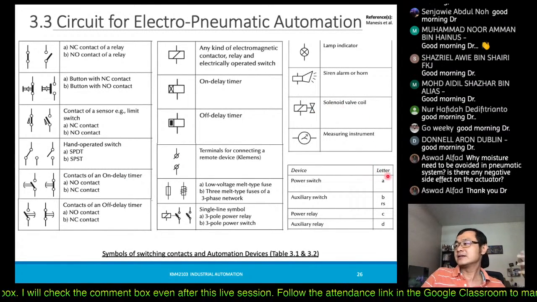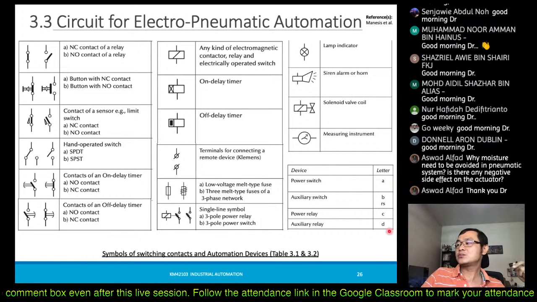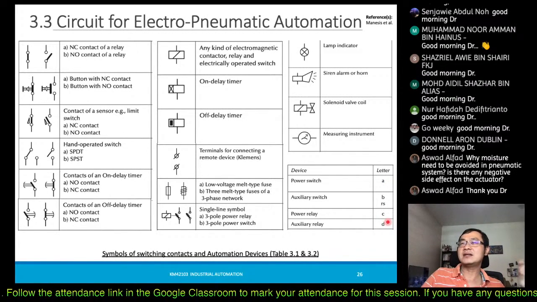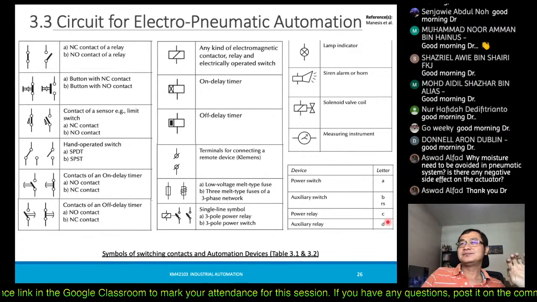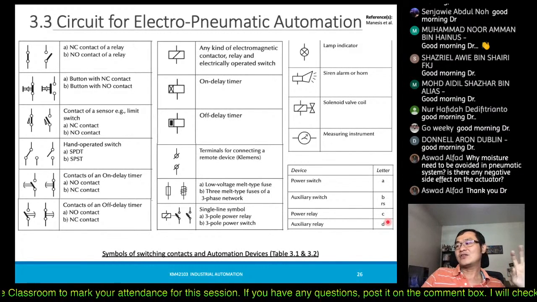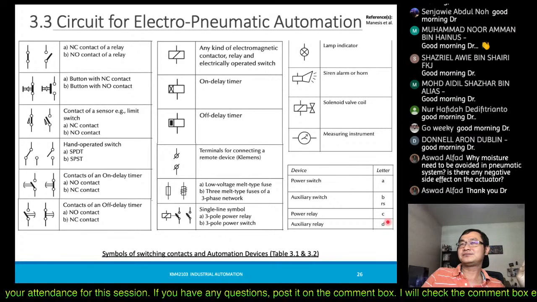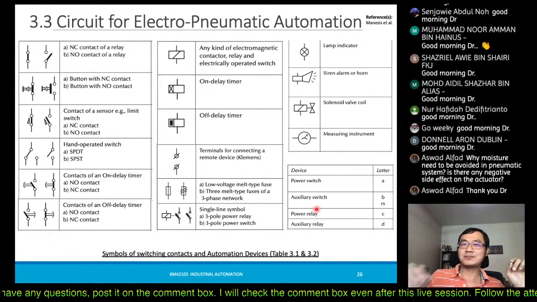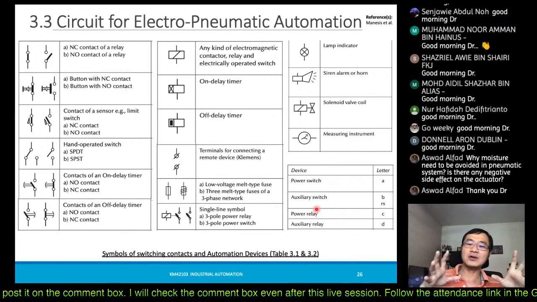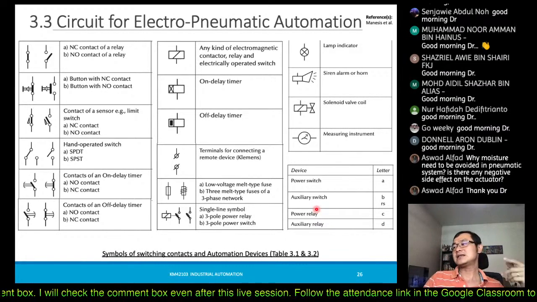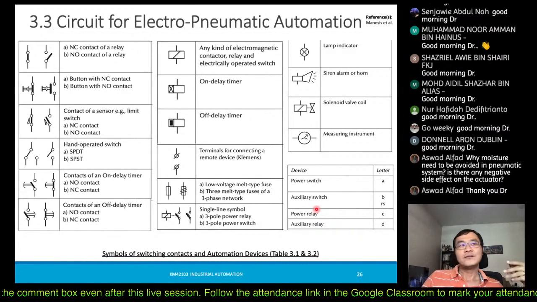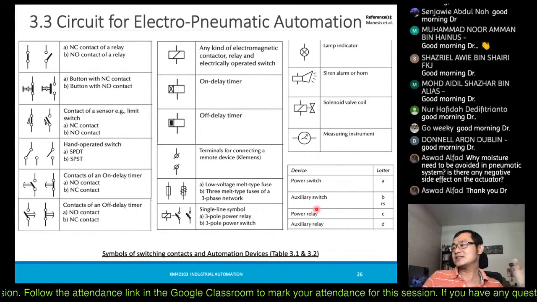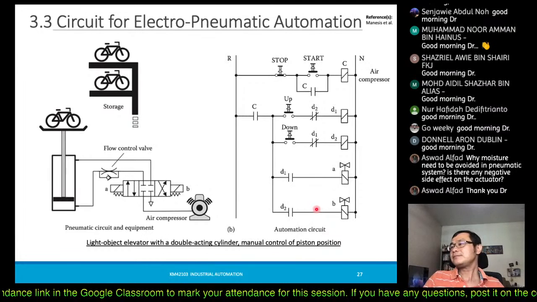And the letters that we used previously, remember the D is an auxiliary type of relay, meaning it's sort of far away and is used to do the switching. It's not the main power relay that powers the whole operation. It's just used to control the input or the output of certain operations.